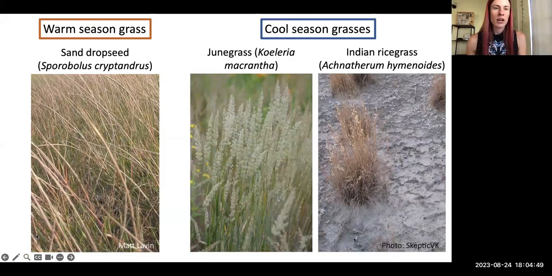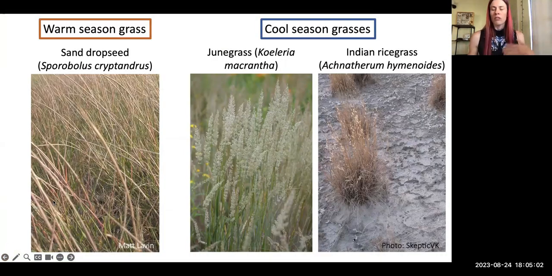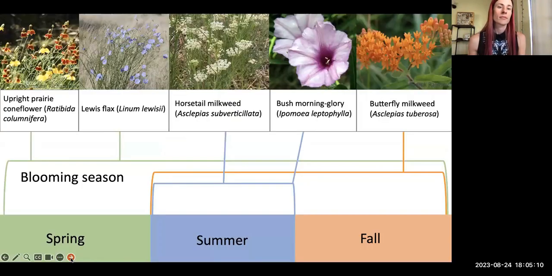So some examples of grasses that can be used: warm season grasses like sand dropseed, and cool season grasses like June grass and Indian rice grass. Those are really good grasses to provide shelter for your pollinators and also a variety of other beneficial insects.